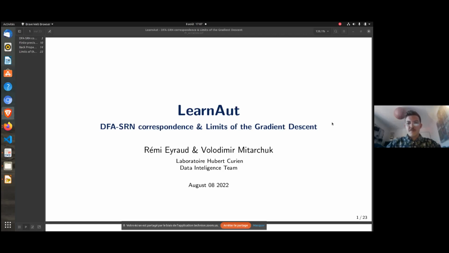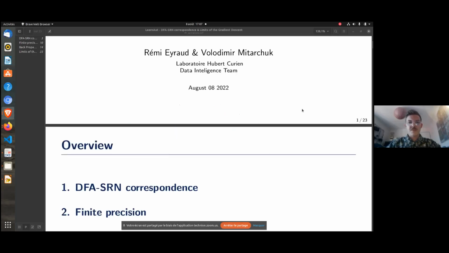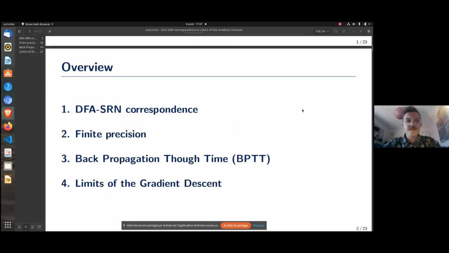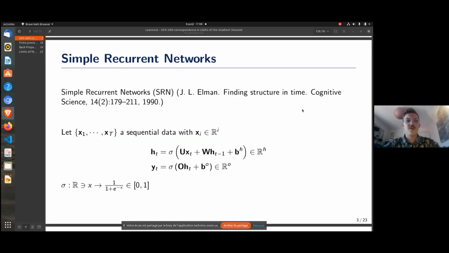Well, I propose that we start by reintroducing simple recurrent networks. The simple recurrent network was introduced by Mr. Elman in 1990. It's a neural network designed for operating on sequential data. If we give ourselves a sequence of vectors of the same dimension I, and an initial hidden state vector, then we have this update rule for the hidden state.